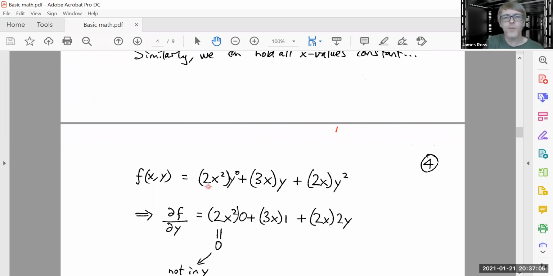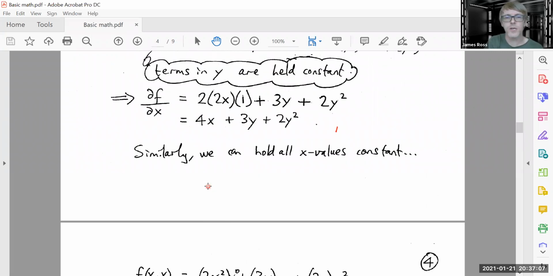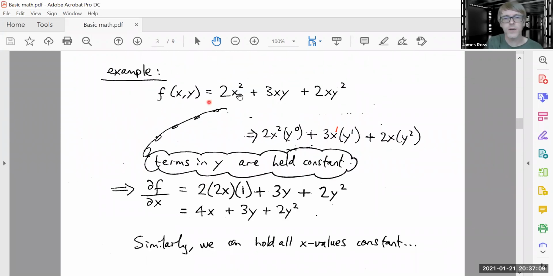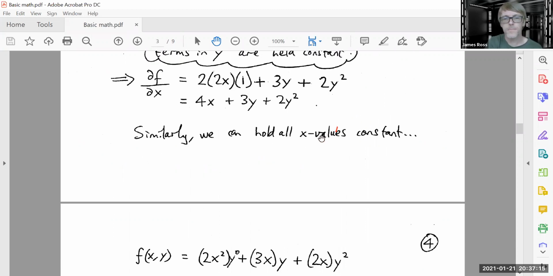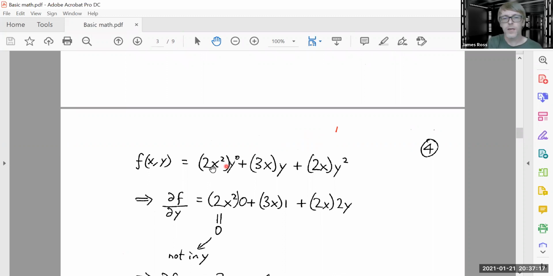So it looks like I've rewritten the original equation here. Remember, the original equation was 2x squared, 3xy, 2xy squared. And again, I put that y to the 0 in because there wasn't originally a y term.